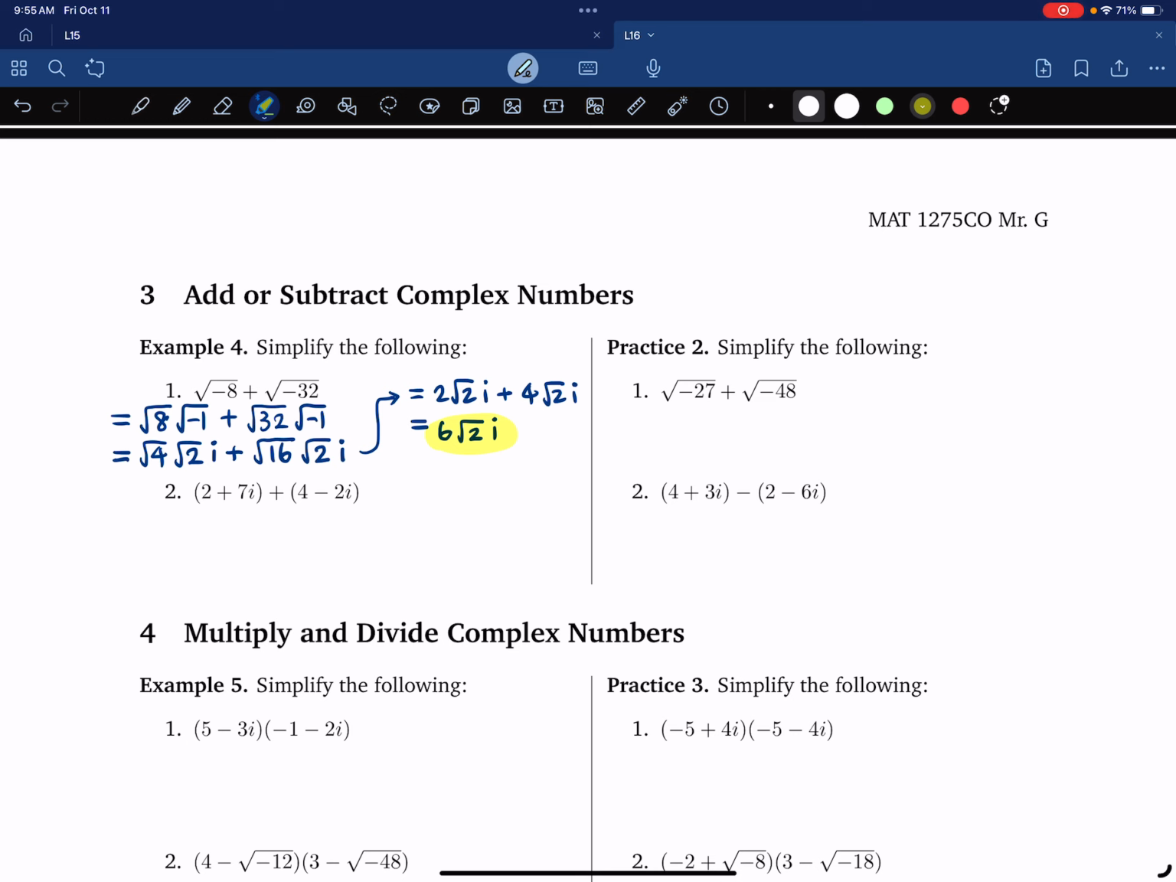All right, I'd like you to use practice 2, number 1, on the right-hand side as a practice. Pause the video, try your best, and then when you're done or when you need some help, you could restart this video.